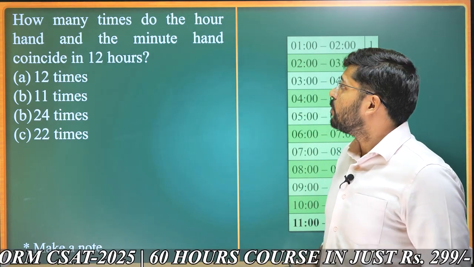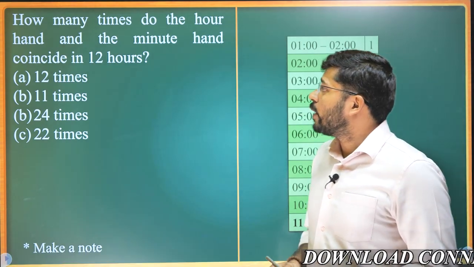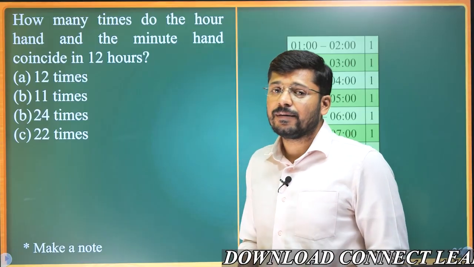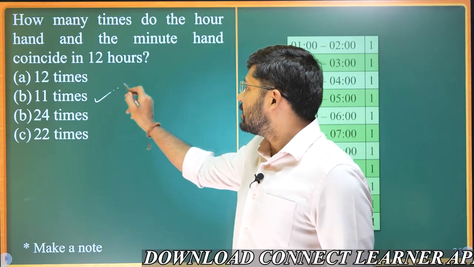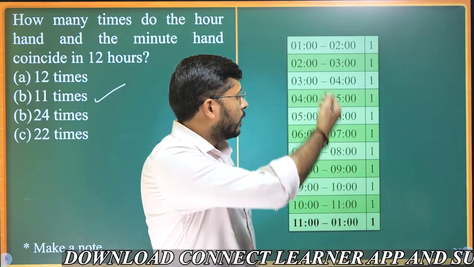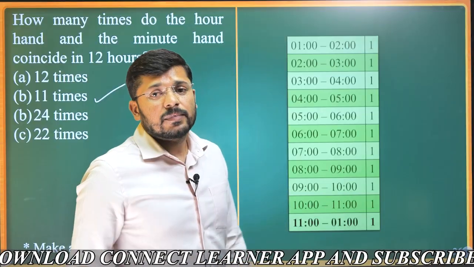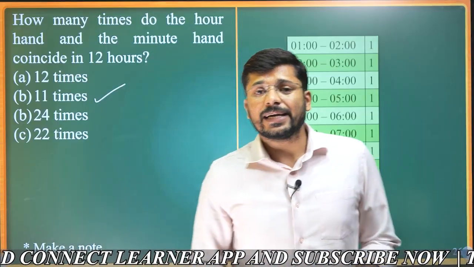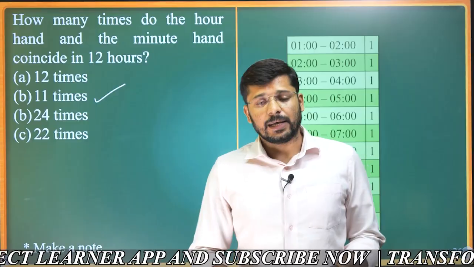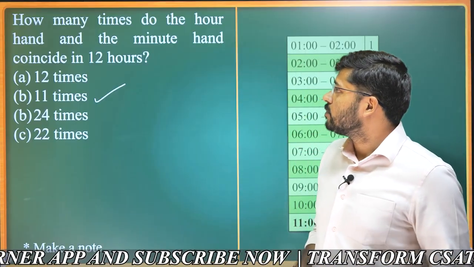How many times do the hour hand and the minute hand coincide in 12 hours? We have a ready answer for this one. It is 11 times. Correct? We know because of this exception, how many times do the hour hand and the minute hand coincide? 11 times. Done. We shall go to the next question.